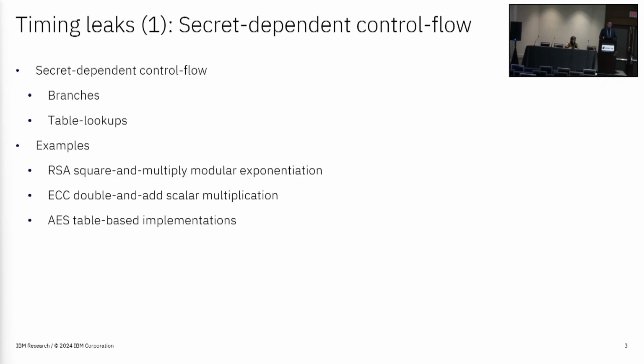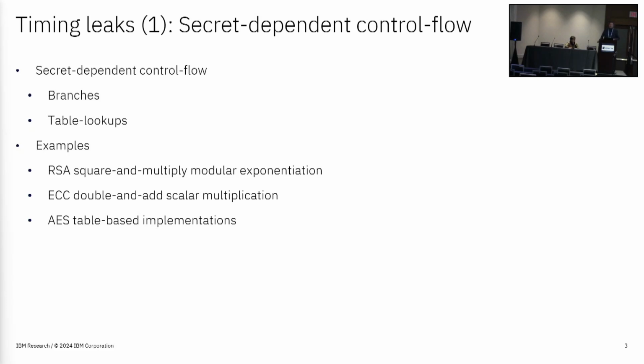So I will talk about mainly three types of timing leaks. The first one is the classic definition, secret-dependent control flow, right? What is secret-dependent control flow? If you have conditional branches that depend on secret data, or if you have table lookups where the index is a secret value, that's secret-dependent control flow. They are classical examples for that.